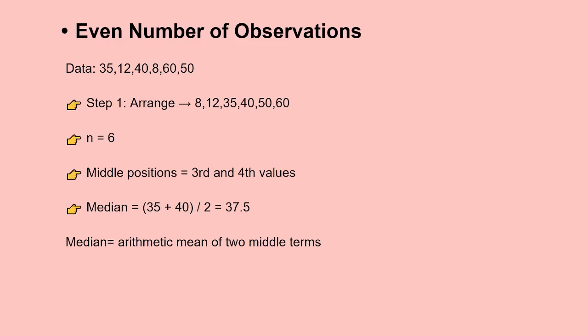Let's see one more example, in the case of an even number. Now the data is given. Now arranging them in ascending order, that is 8, 12, 35, 40, 50, 60. So now n is 6. The middle position is the third and fourth value. Now the median is the arithmetic mean of the two middle terms, that is (35 plus 40) divided by 2, that is 37.5.